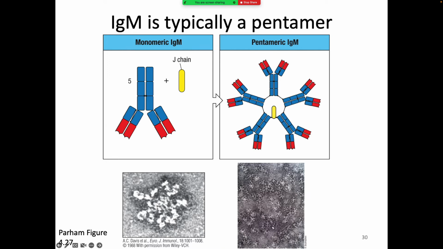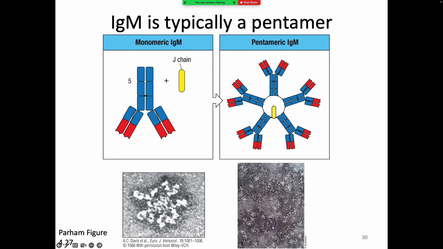You can see that in cartoon form from your textbook, and your textbook in chapter 4 also shows you 2 different electron micrographs where you can actually see pentamers of IgM. And so this is why IgM's molecular mass is so big, because it's always found in a pentamer. One of the things that's really nice here is that this means instead of having 2 binding sites for antigen, IgM really has 10 binding sites for antigen.